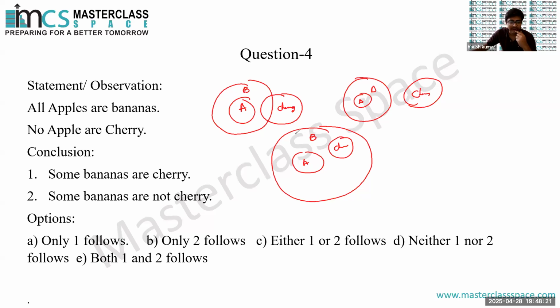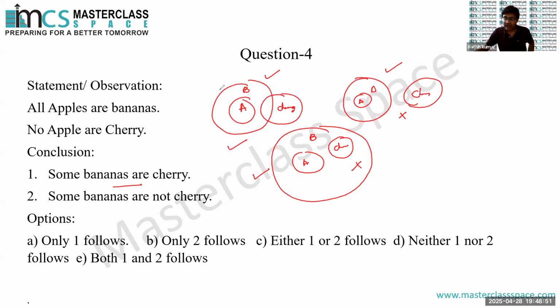Now, when we say that some bananas are cherry, it is true in both of these, but it is not true in this. Some bananas are not cherry: it is true in both of these, but not true in this. Now here, what condition will follow? Any three possibilities should come.